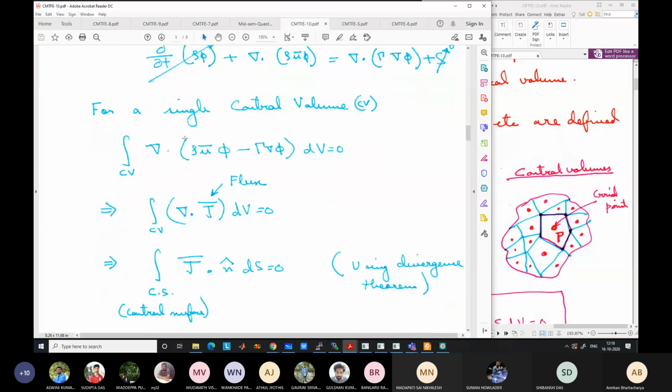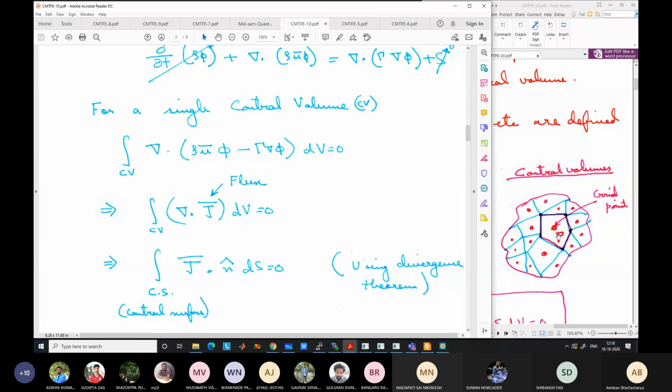For this case, we could have written each of these separately also, just to simplify and show you. So del dot J dV equal to 0 over the entire control volume. So what does this divergence theorem say? Physically, any change that is occurring within the control volume is equal to the flux that is coming from the surface.